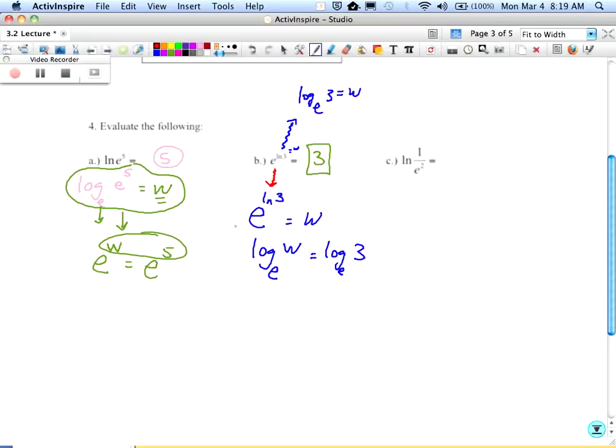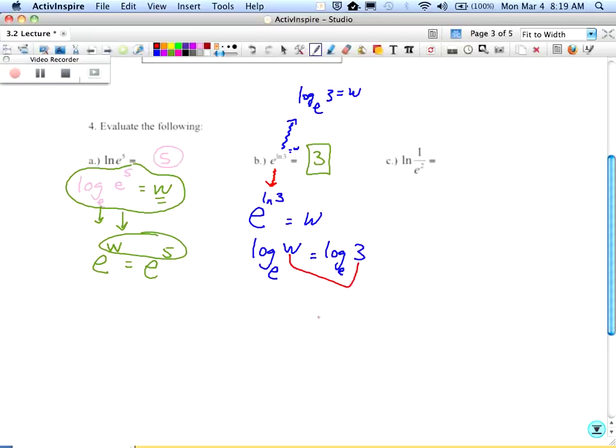Logarithms are always equal to the exponent, so I took the exponent, ln of 3, and put it over there. I wrote it as log base e, though. So I took that exponent over there, and I put W there. What do you notice about the two logarithms? They're the same. So W. There's an equal sign in the middle, so what does this tell you?